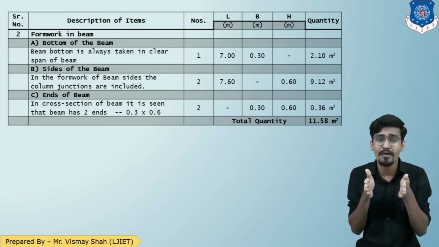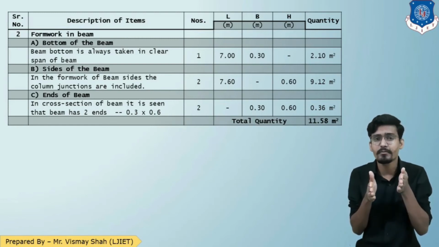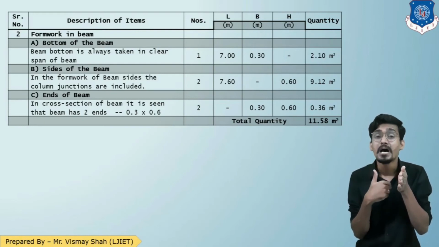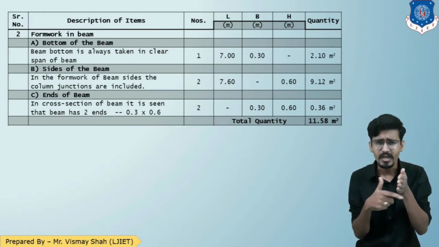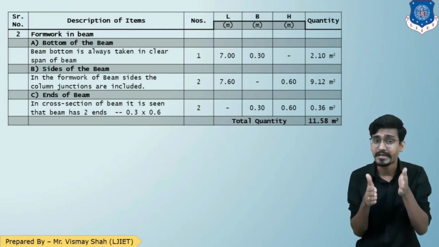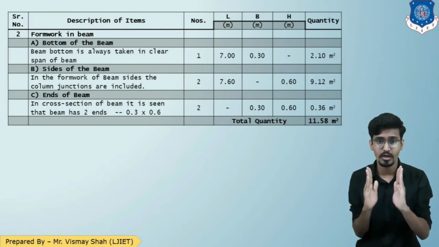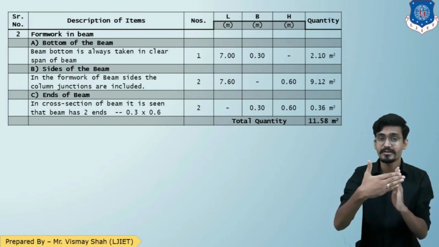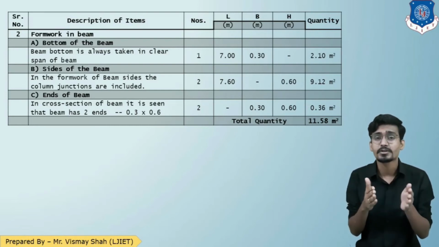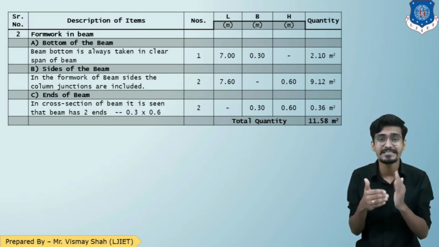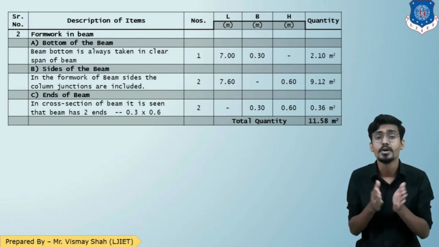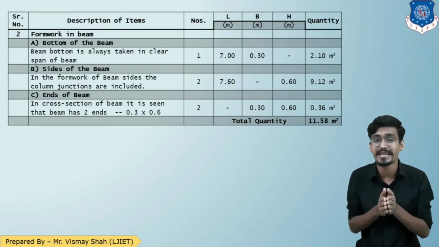Now sides of the beam. If you are talking about the sides of the beam, that will also be in the length nearly equal to the beam length. But here, if these 2 are the column junctions, the length will cover this. That means while calculating the beam sides, we need to cover that column junction portion. So length will be 7.6.